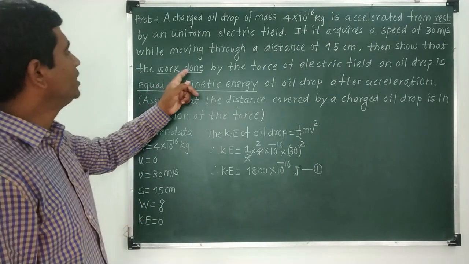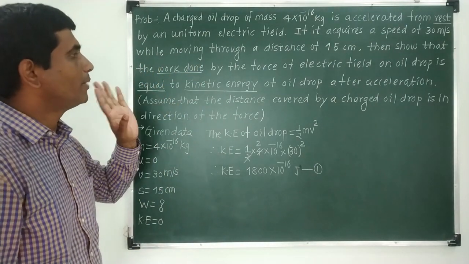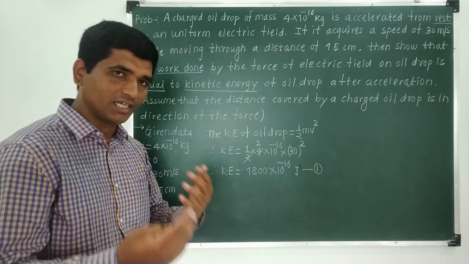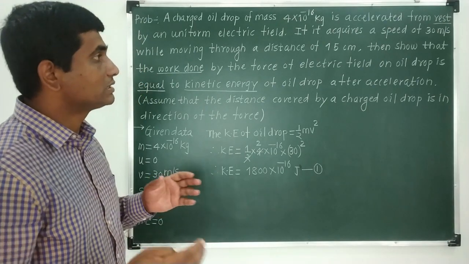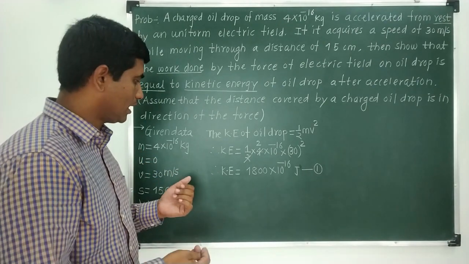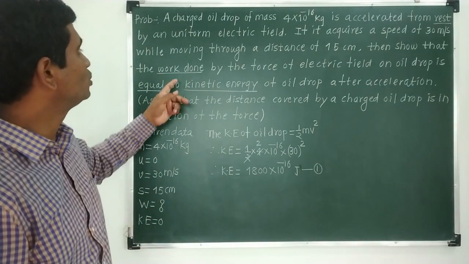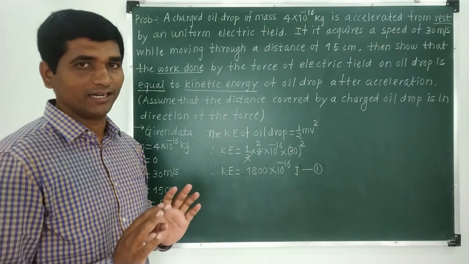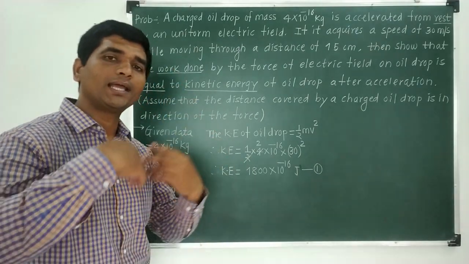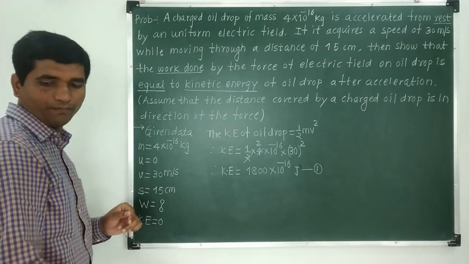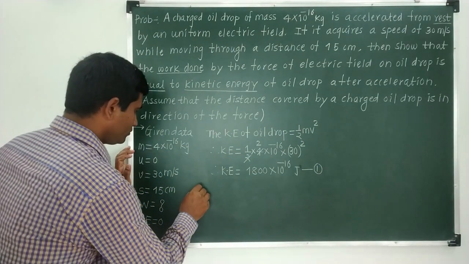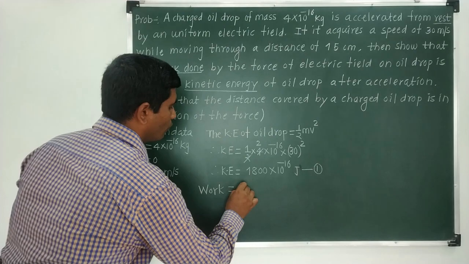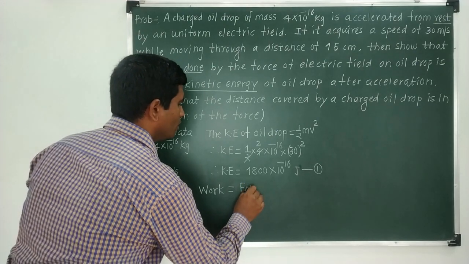Now next what we need to calculate is the work done by the force. Here we can use the work energy theorem to calculate the work done, but that is not what has been asked over here. It has been asked to show that the work done is equal to kinetic energy. Means we have to verify the work energy theorem. So we have to calculate the work done by some other means. Okay, so we know that work is equal to, the formula for the work is force into displacement.